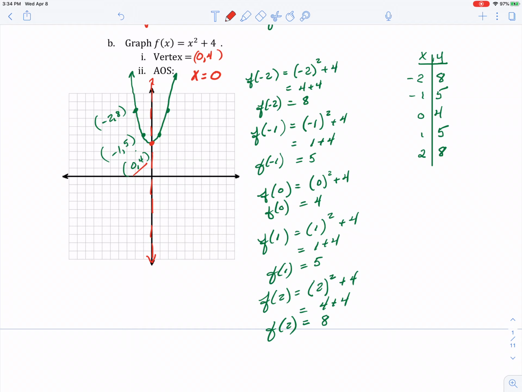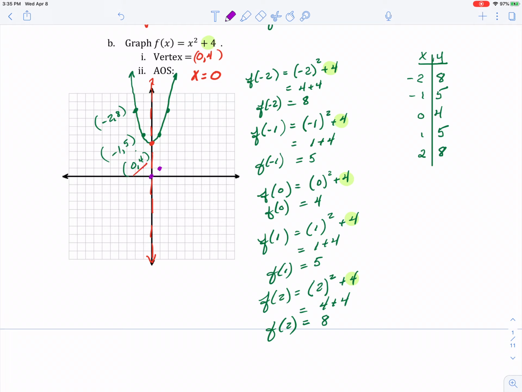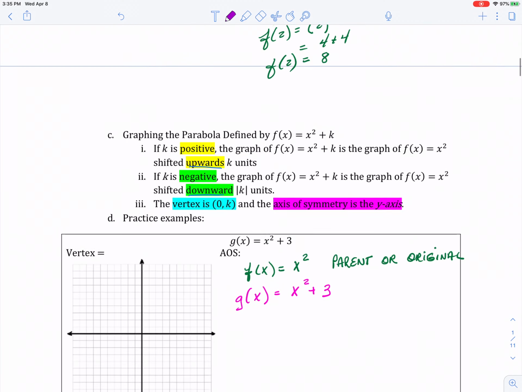So what happened with this one? Because we had this +4 in here, it took all of those original values that we had on the parent. Let's go back and let me remind you how the parent looked. The parent looked like this. So it took all of those original y values on the parent and shifted vertically 4 units. So you're going to start to watch for that pattern. We're going to call that a vertical shift of 4.